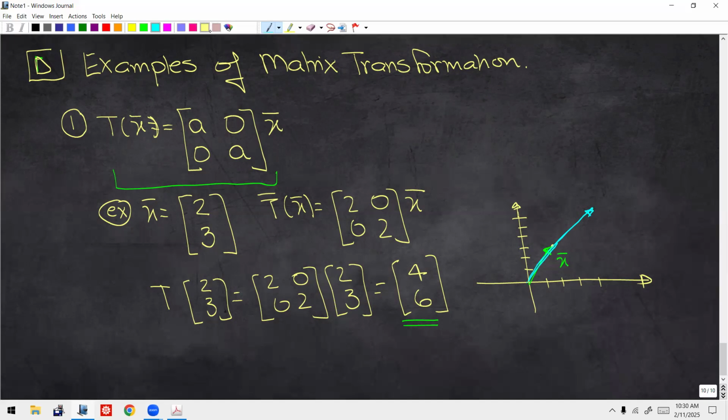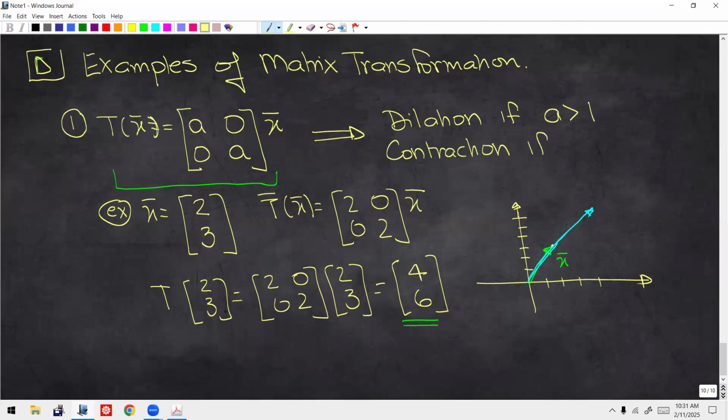So what this transformation does, it's a dilation. We call it a dilation if A is greater than 1, and it's a contraction, it contracts if A is between 0 and 1. So it'll either stretch it or shrink it depending upon what the value of A is, in the X and the Y direction. So that's what it does, okay.